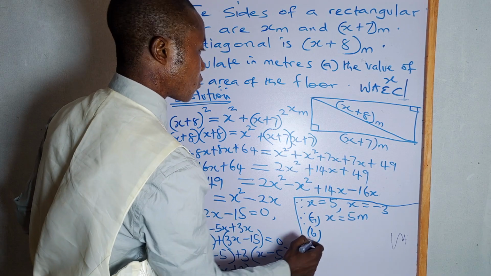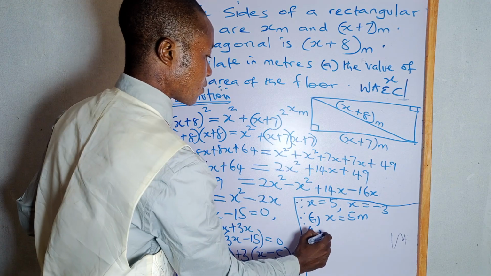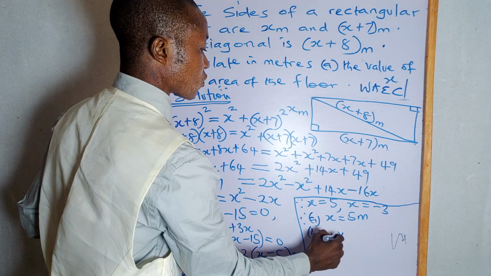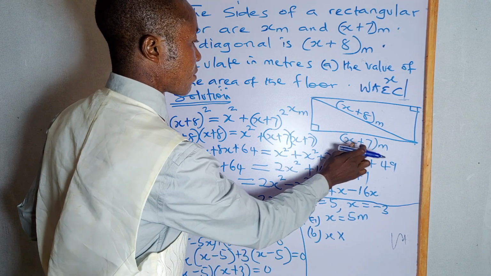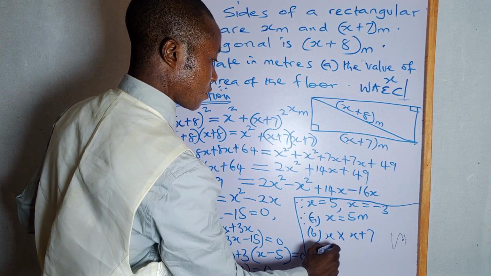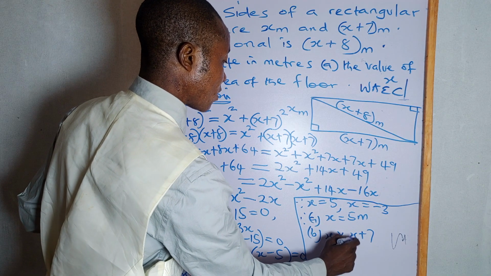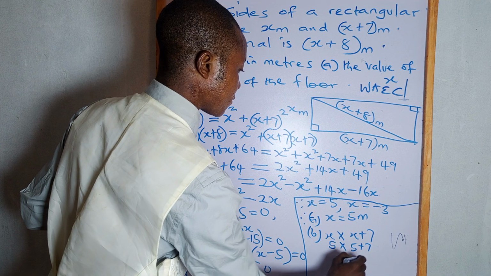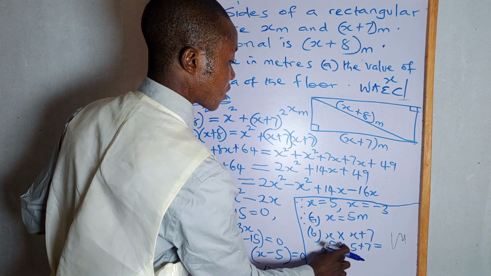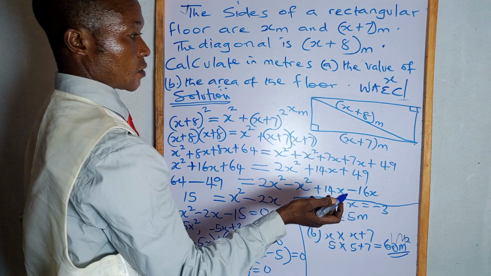So for the B part now, we are told to find the area of the floor, which is length times breadth. The breadth is x, multiplied by the length, which is x plus 7. Our x is 5, so that will be 5 multiplied by (5 plus 7). If you do that very well, 5 plus 7 is 12, and 12 times 5 is 60. So 60 meters squared.